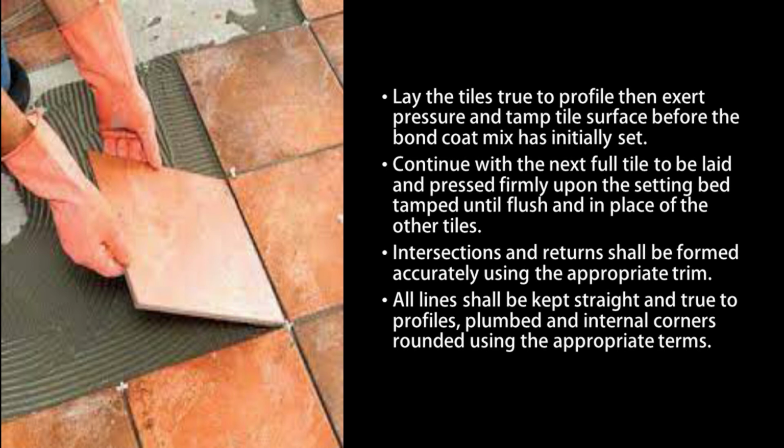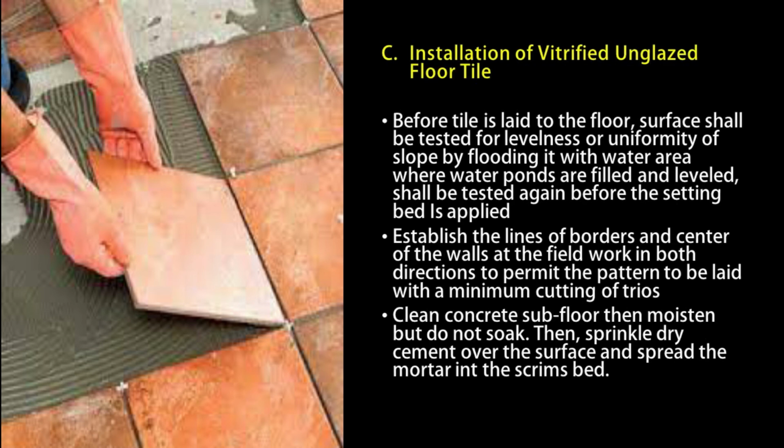Then exert pressure and damp tile surface before the bond coat mix is initially set. Continue with the next full tile to be laid, and press firmly upon the setting bed, thumped until flush with the other tiles. Intersections and returns shall be formed accurately using the appropriate trim. All lines shall be kept straight and true to profiles. Plumbed, and internal corners rounded using the appropriate trims.